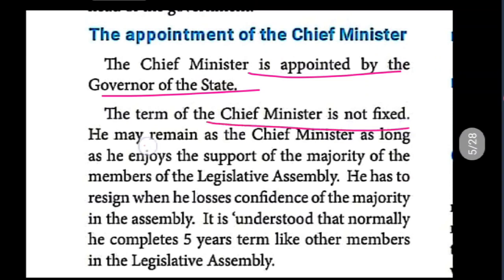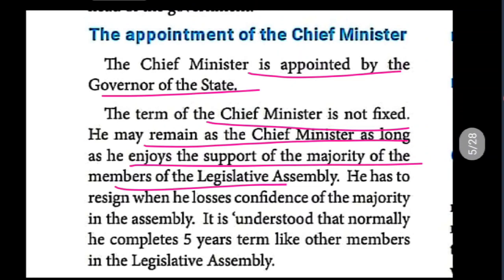He may remain as the chief minister as long as he enjoys the support of the majority members of the legislative assembly. The legislative assembly members have to support the chief minister, and till then the chief minister can continue in his post. That is the meaning. He has to resign when he loses the confidence of the majority in the legislative assembly.